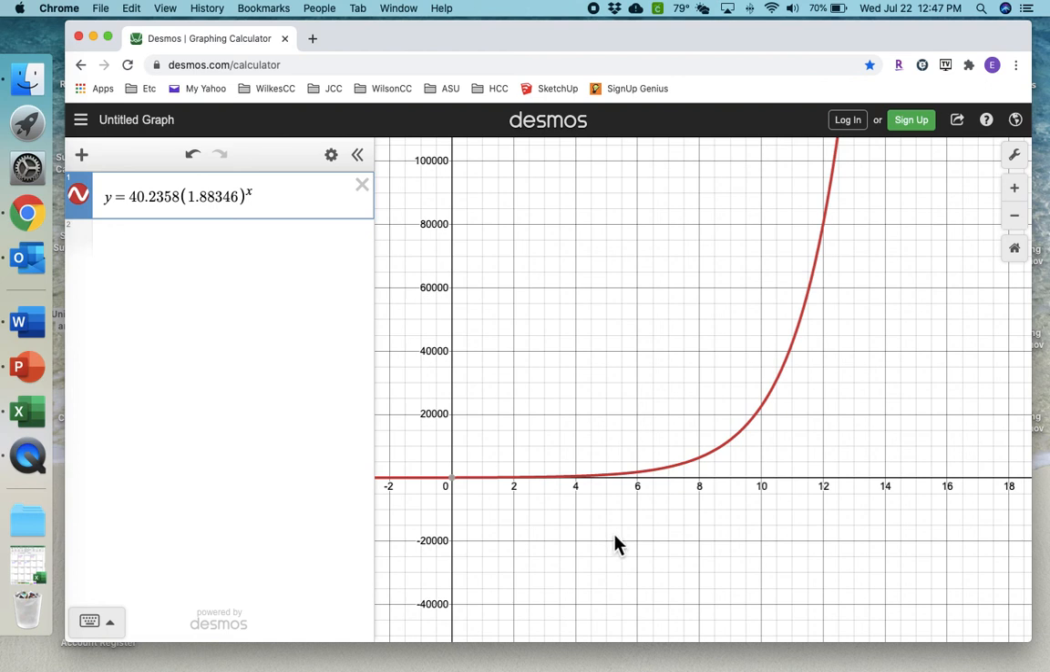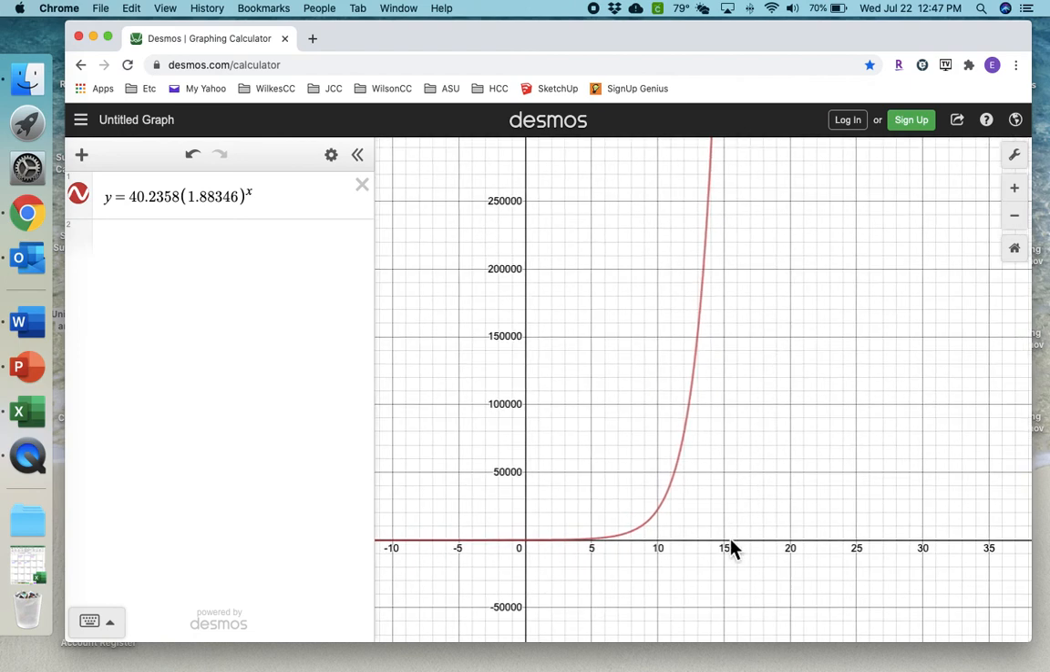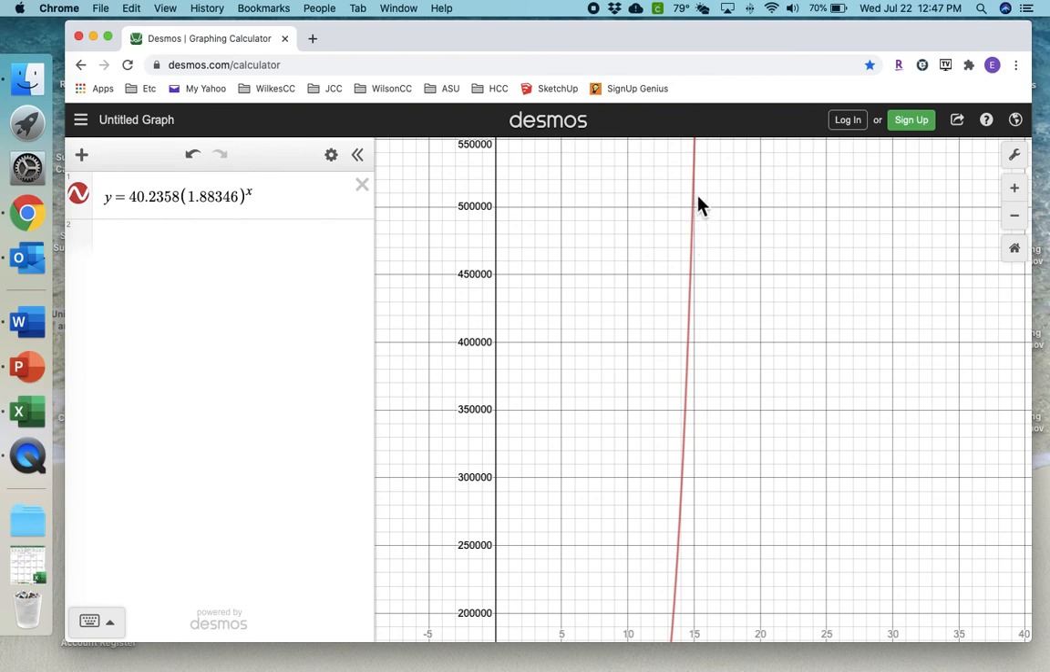But we were asked to find the 15th year. So we can come over here at 15. We're going to have to scroll out some more. And let's see. There's 15. And that was the number we found, 535,745.66. Okay? So again, you can use Desmos to help you out with these.